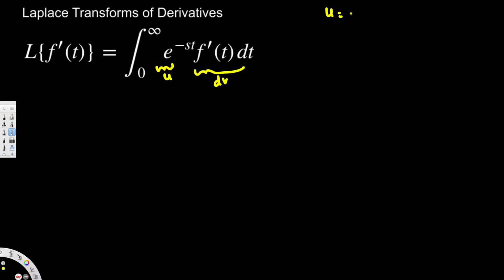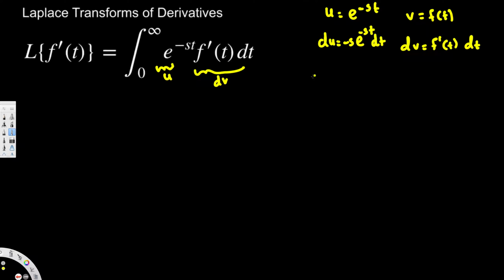u is equal to e to the power negative st, and dv is equivalent to f prime of t dt. Therefore du is going to be the derivative of this one, negative s e to the power negative st dt, and if we integrate dv, that's going to give us v equals f of t. Now we can plug it into the integration by parts equation: the integral of u dv is equal to uv minus the integral of v du.